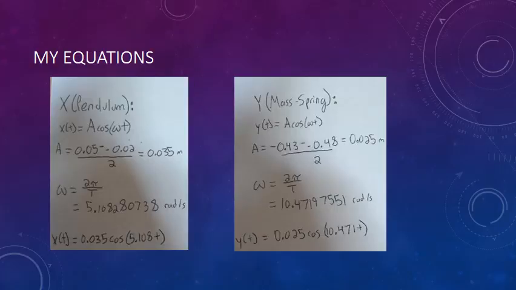After finding my values from Tracker, I began plugging into my equation. I found omega by simply doing 2 pi over T, T being period, and then plugged in amplitude and omega to get x(t) = 0.035 cos(5.108t), and y(t) = 0.025 cos(10.471t).